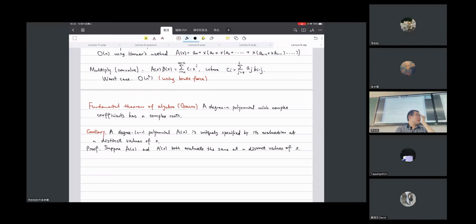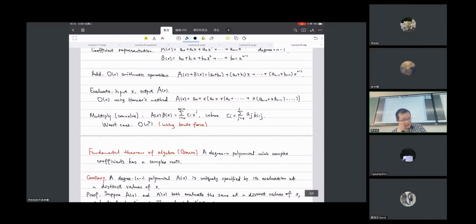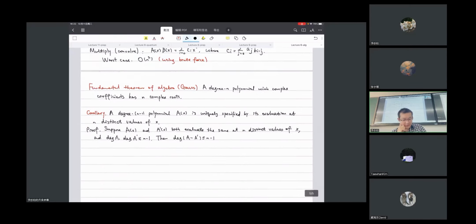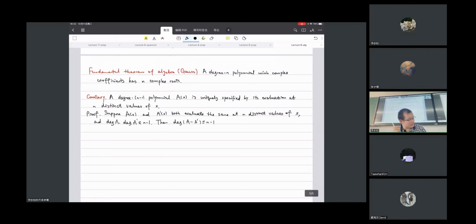Because we are talking about degree n minus 1 polynomials, we are assuming that the degree of both polynomials is at most n minus 1. Then the degree of the polynomial A minus A' is still at most n minus 1, because addition and subtraction in general don't increase the degree of polynomials. And because A(x) and A'(x) have the same value at n distinct values of x, this suggests that A minus A' has at least n complex roots.